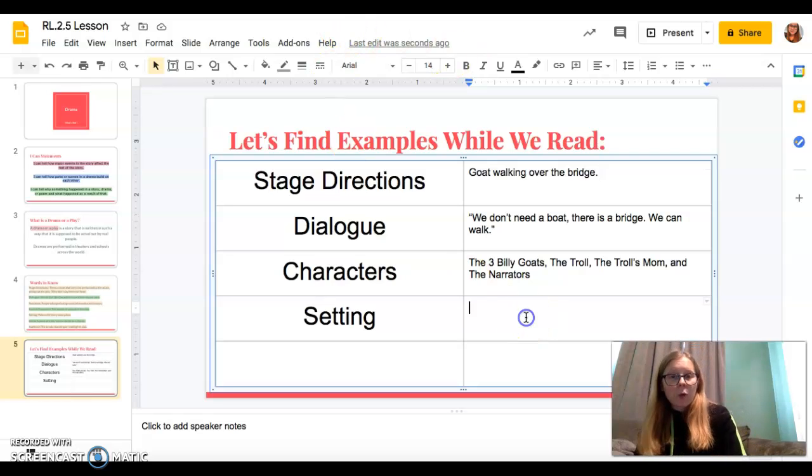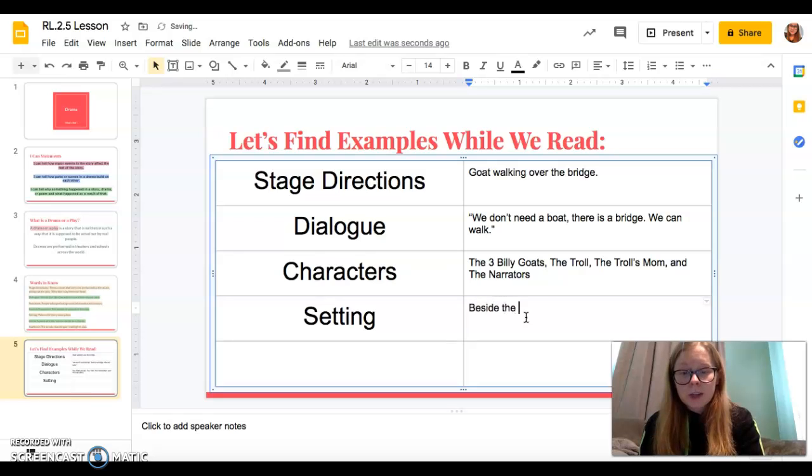And the setting, where is this story taking place? By the bridge, right? Near the river. So beside the bridge, outside, where they're eating their grass.